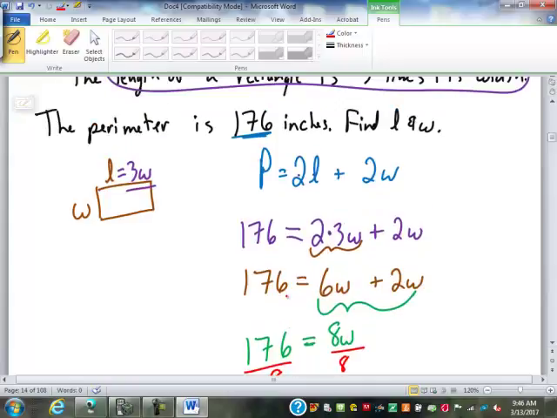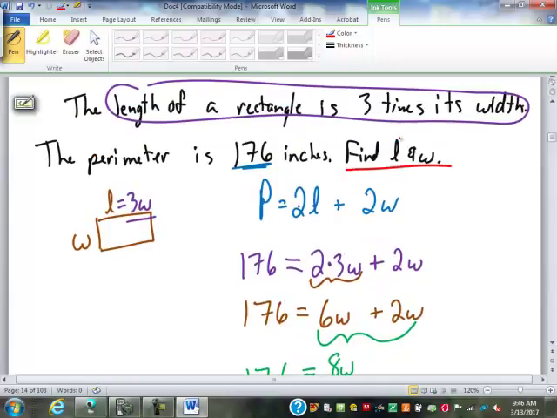So again, we have to answer the question. It says find length and width. Well, the width is 22. We found that. The length is 3 times 22, or 66 for the length.